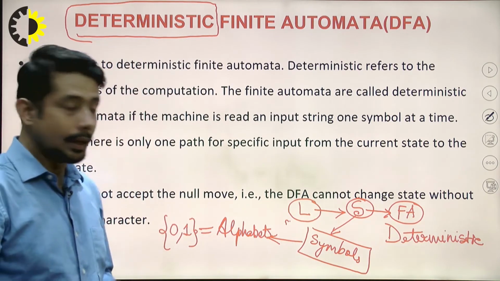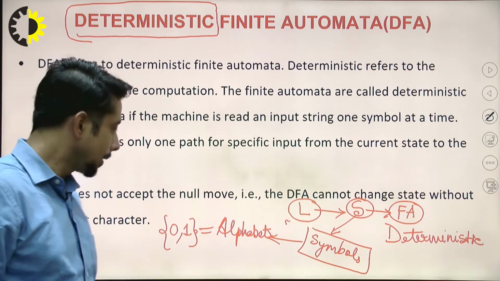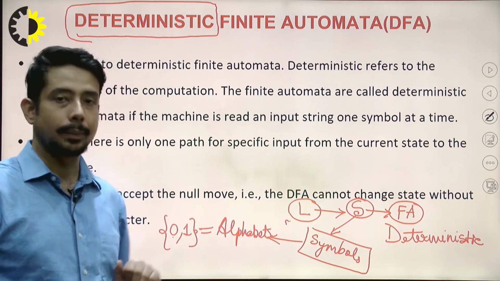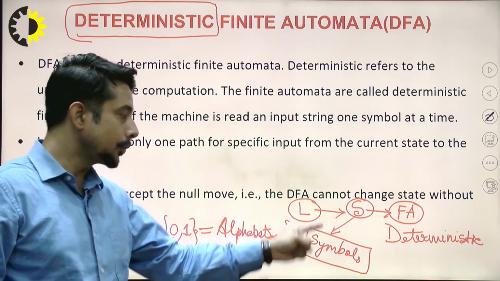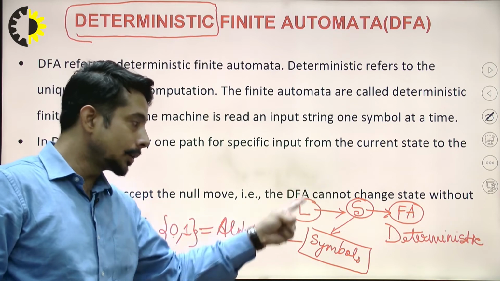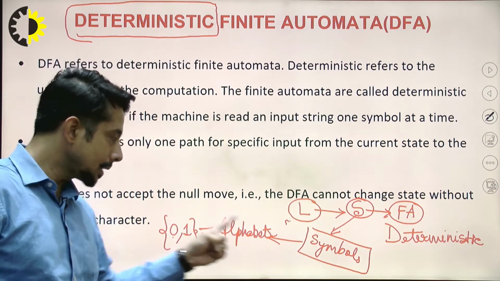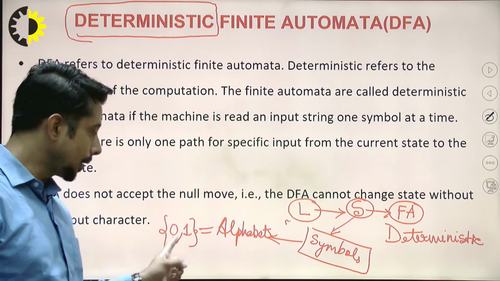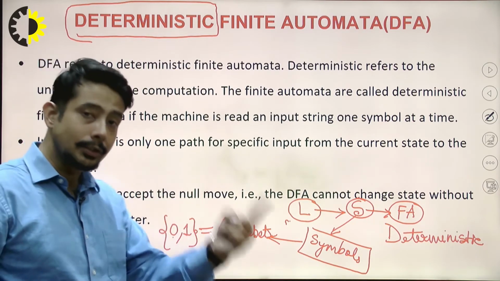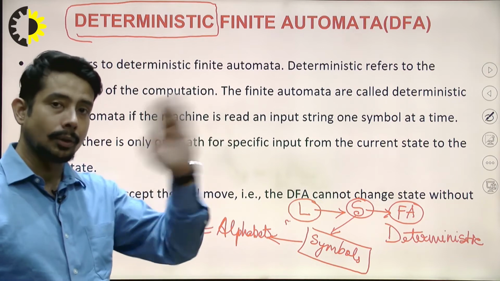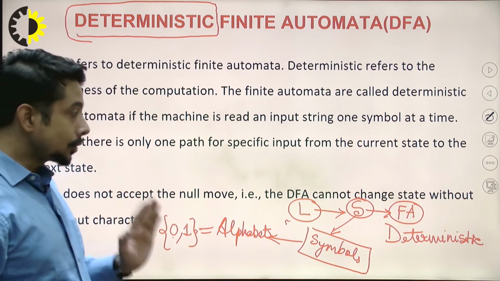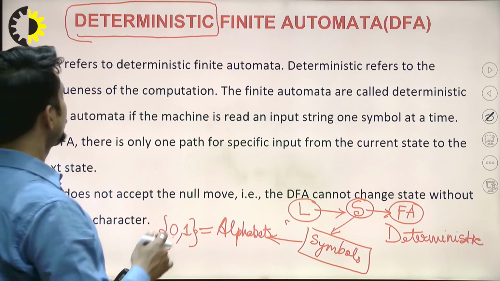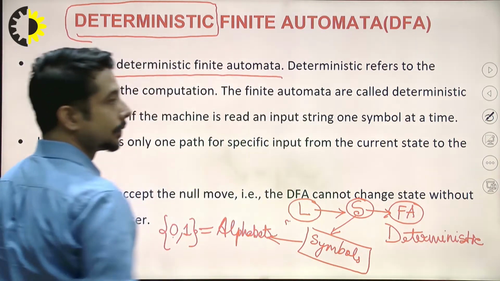This means the finite automata needs to concentrate on each alphabet and should produce exactly one transition. Again, I am repeating that the finite automata should concentrate on the strings, on the symbols, that is nothing but the alphabets. And what are the alphabets in this particular language? This is 0 and 1. That means this finite automata needs to concentrate on both 0 and 1 and should do exactly one transition, not more than that, not less than that. That's why it is said to be determined. That's why it is said to be restricted. Now, if you look into this point by point, DFA refers to deterministic finite automata. This is a basic abbreviation, right?